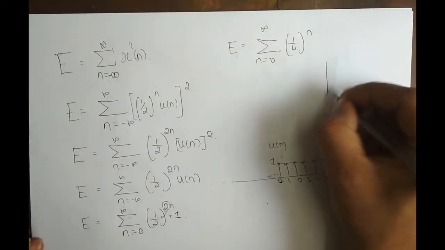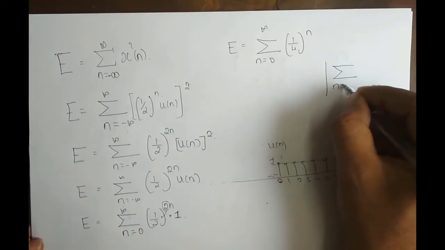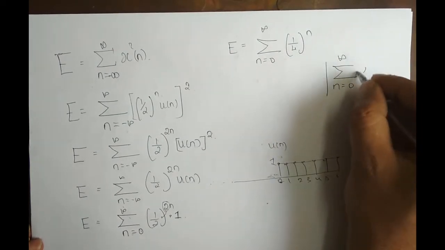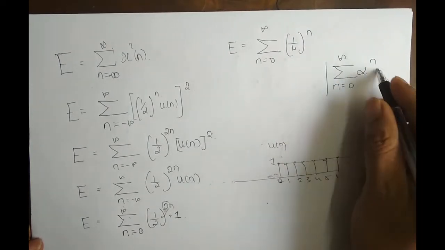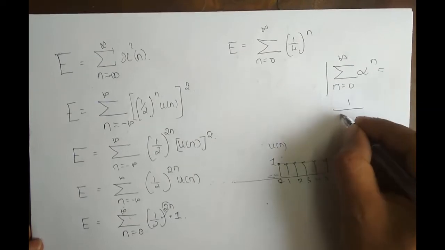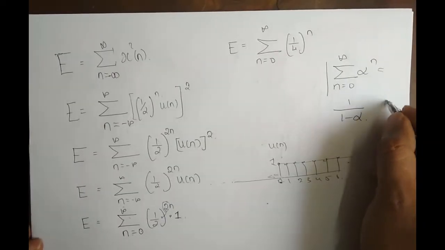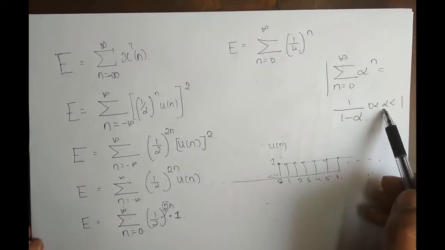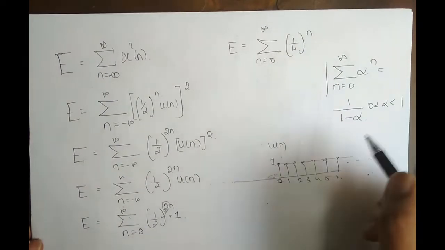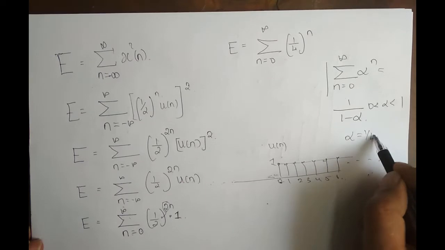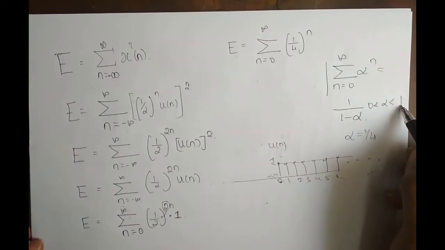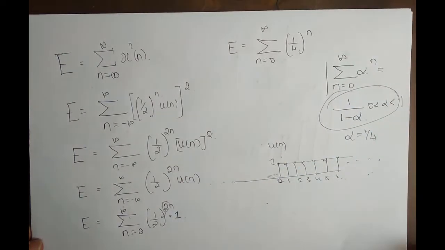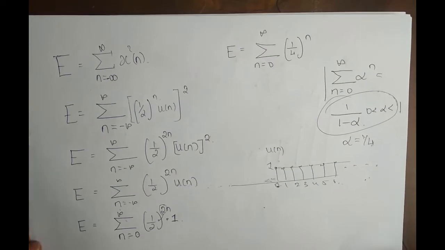Now what is that standard result? Summation n varying from 0 to infinity alpha power n is equal to what? It is equal to 1 divided by 1 minus alpha, provided alpha is in between 0 and 1. So is our alpha in between 0 and 1? What is the value of alpha? Alpha is 1 by 4. So 1 by 4 is in between 0 and 1. Therefore, I can apply this standard result.